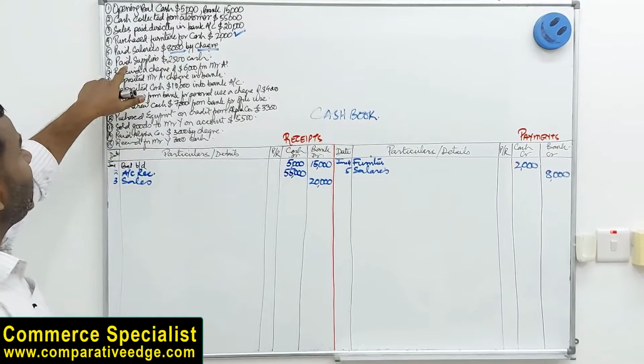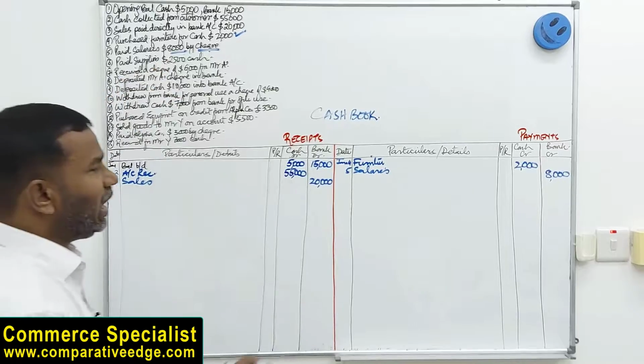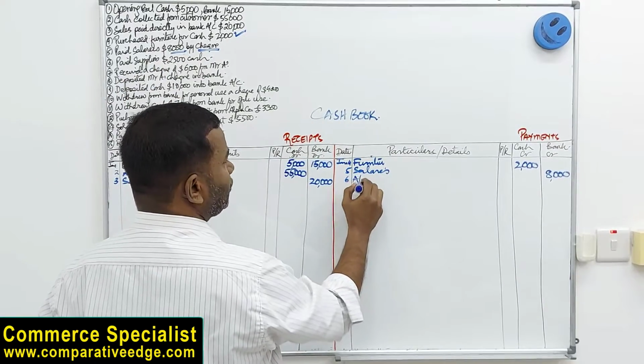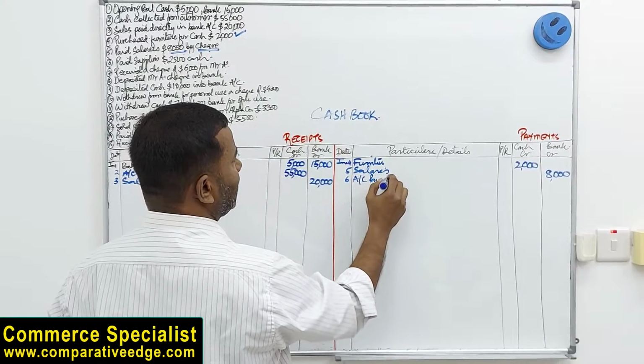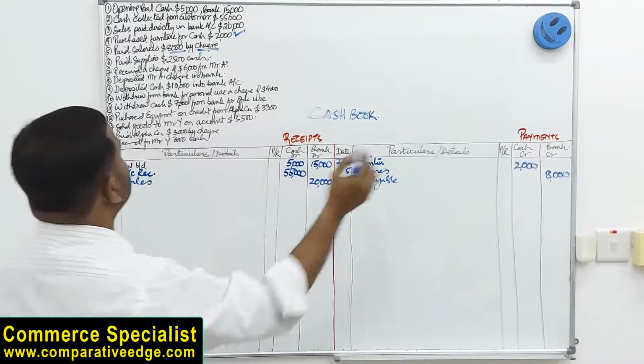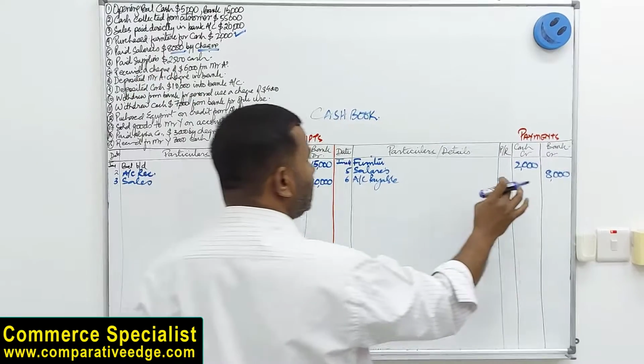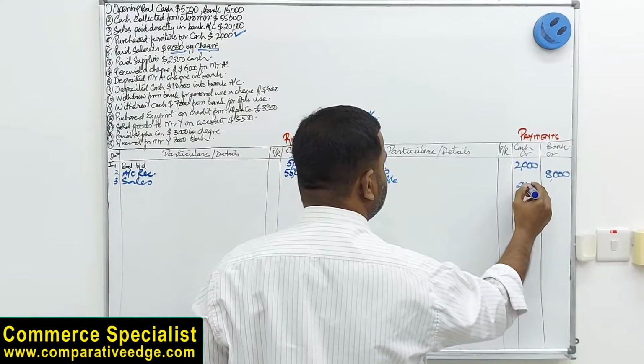Next transaction says paid suppliers 2,500 cash. Again, it's a payment. This is 6th. Suppliers means accounts payable, or you can write creditors. That's an alternate name. Or simply you can write suppliers. We are paying 2,500 cash. Cash is going out. So in the cash column, 2,500.